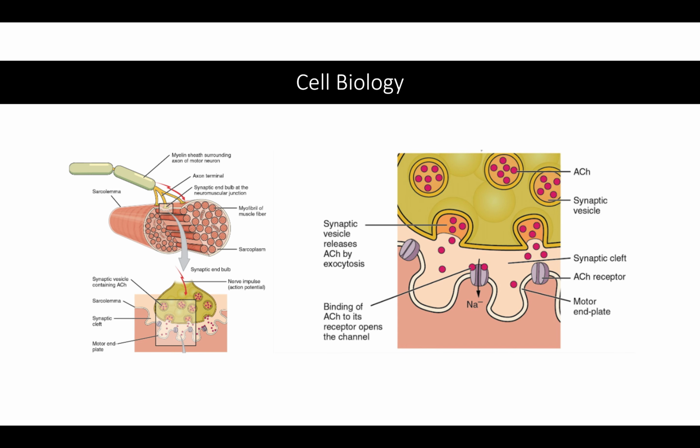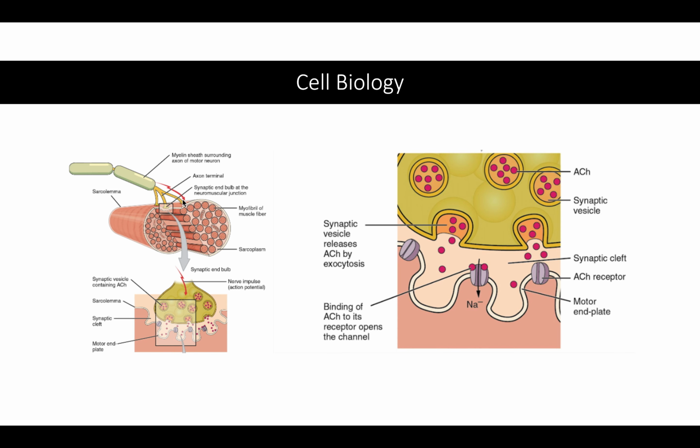So here is basically a graph of the various parts that make up this mechanism and how this whole interaction works. We're going to start off to the left, big picture. You have the myelin sheath surrounding the axon of the motor neuron, or the motor neuron itself, should I say. This is the axon terminal. These buds are the synaptic end bulb at the neuromuscular junction.